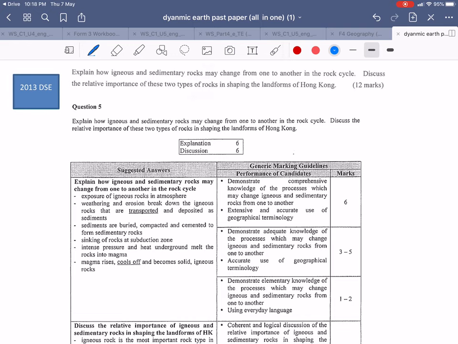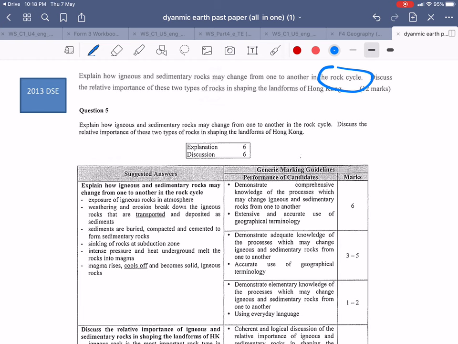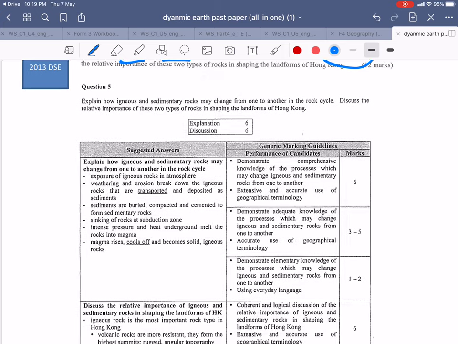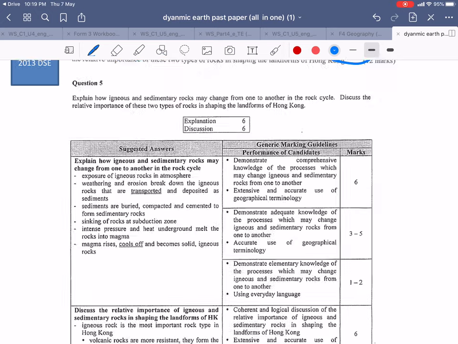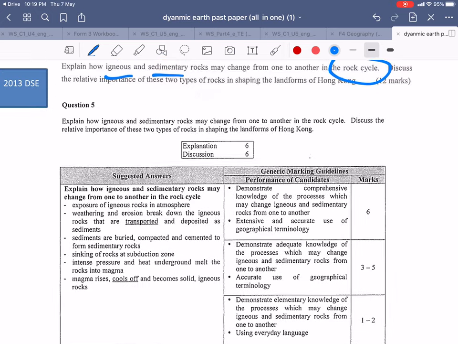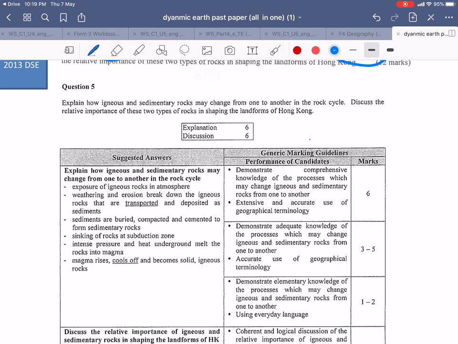This one, be careful. Rock cycle, you really have to think about it. How igneous rock and sedimentary rock may change from one another in a rock cycle. If you see rock cycle, think twice before you choose. Better choose weather and climate if you really see rock cycle, because not much can be written. Be frank, even if you have memorized everything in your textbook, I don't think it is enough for you to write a very decent essay.